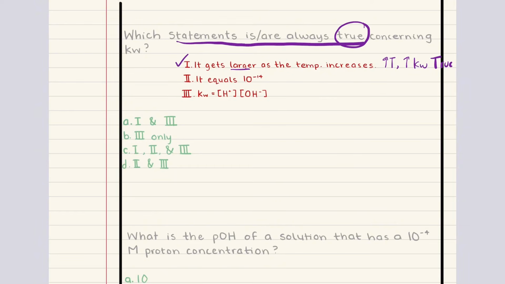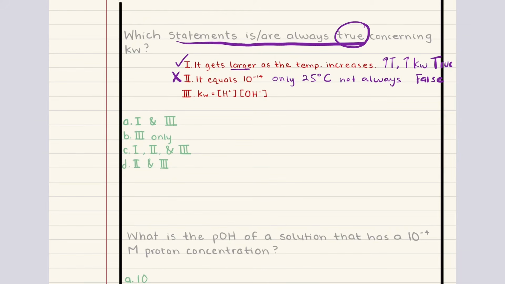Statement 2 claims that Kw equals 10 to the negative 14. That numerical value is true only at room temperature, which means it's only true at 25 degrees Celsius. It's not a blanket statement. This is not always true regardless of temperature. So that's an important caveat to have added to this statement. Since that's not clarified, statement 2 is not true.